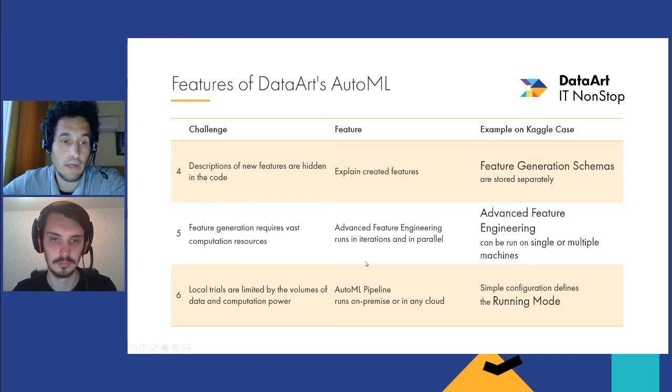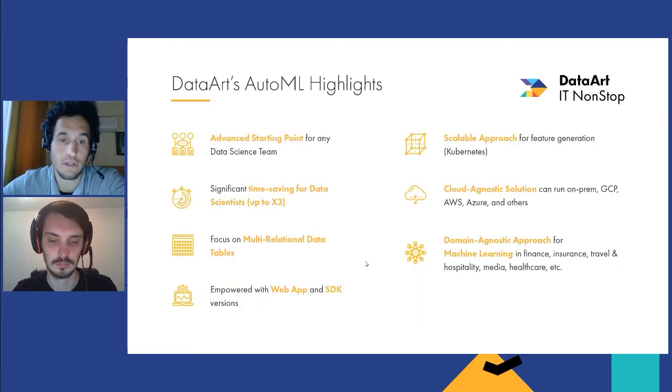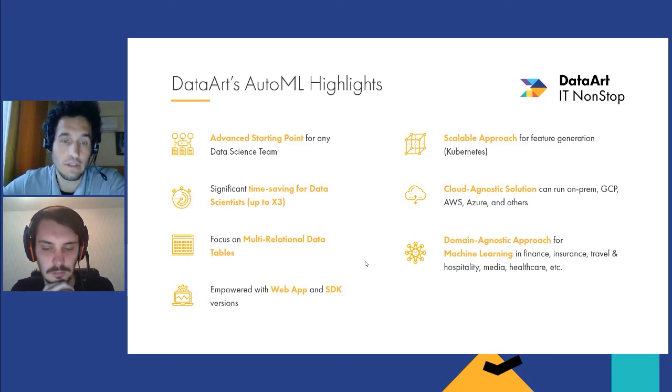So just to wrap up the highlights of DataArt's AutoML solution, we strongly believe that this AutoML solution is an advanced starting point for any data science team. As in our example, you saw that after the automated processing, the scores were even better than after weeks of manual work. And it actually saves time. In our case, it was up to 3 times. Maybe, of course, it depends on the case complexity, on the number of tables, and so on, but it's a real time saver. Our solution is focused on multi-relational data tables.